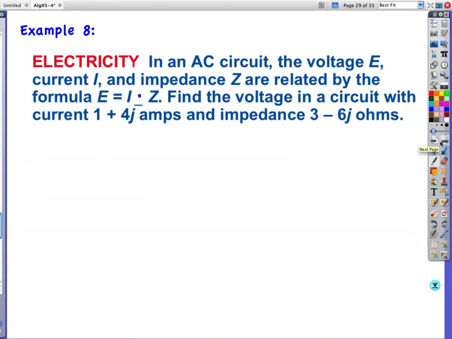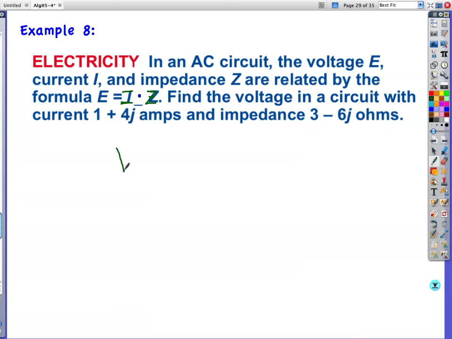Example 8. In AC current, the voltage E, current I, and impedance Z are related by the formula E equals I times Z. Don't let this freak you out. This is I times Z. Don't worry about the underline. Find the voltage in a circuit with current 1 plus 4j amps and the impedance 3 minus 6j ohms. So it's kind of like a science question. So your E, find the voltage.